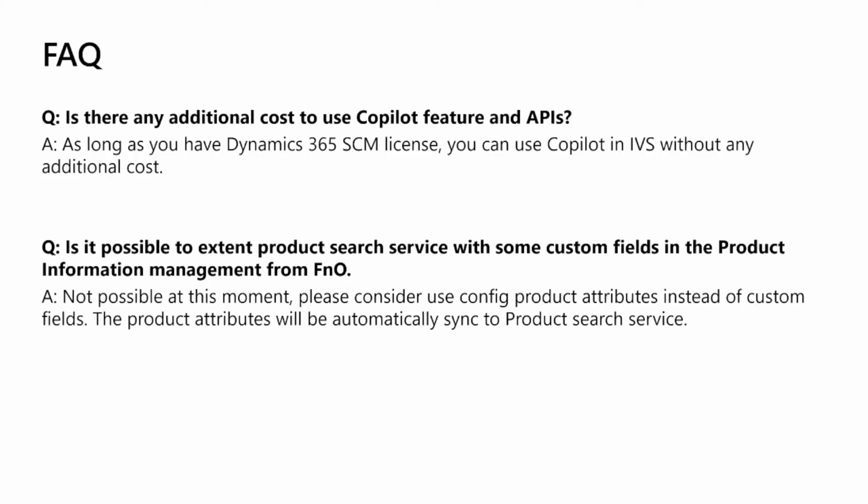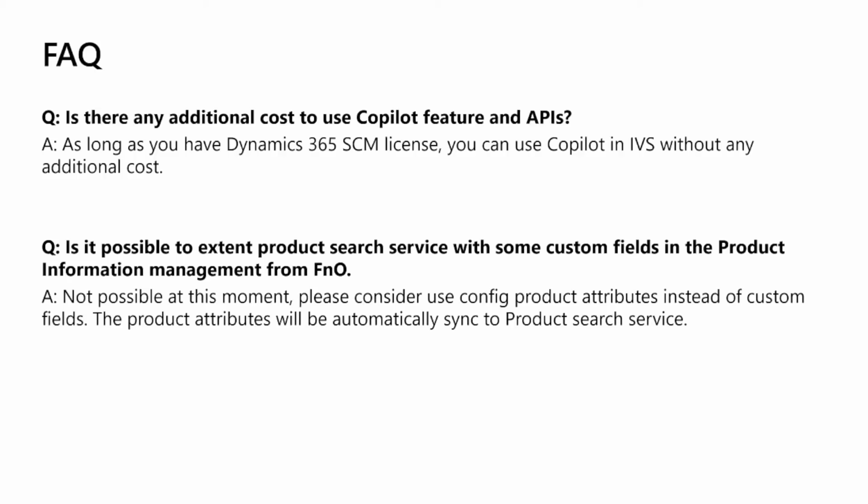And the next question is relevant to the product search service. Is it possible to extend the product search service with some custom fields in the product information management from FNO? Unfortunately, it's not possible to extend the product search service at this moment, at least in this version.